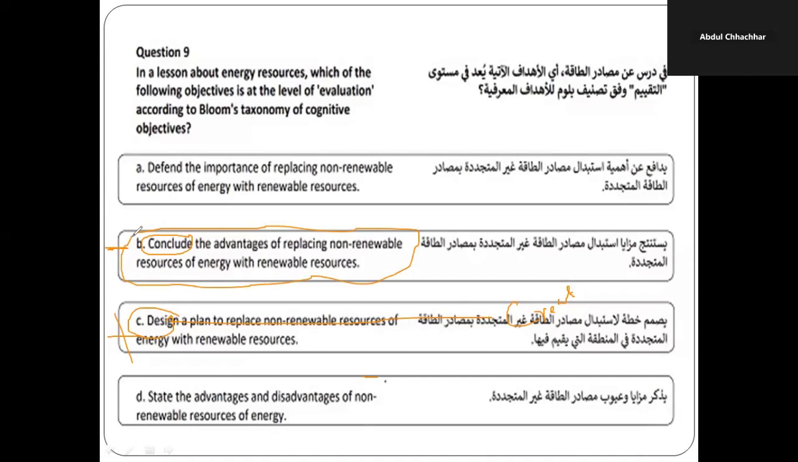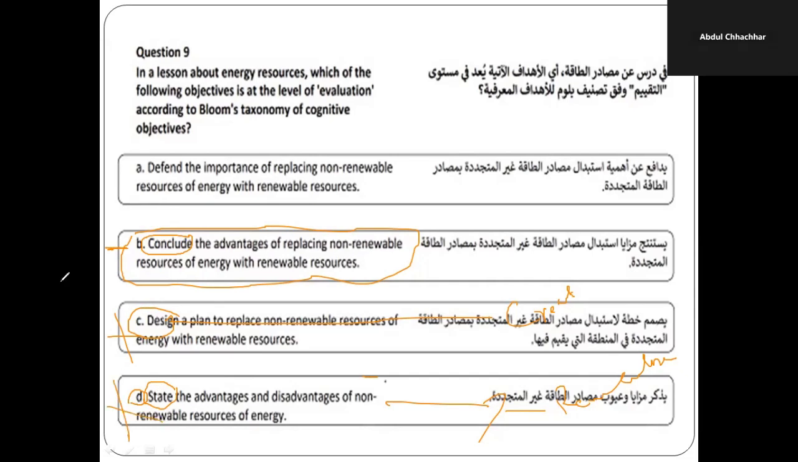Miss Tejal said D. Guys, D. The D word is what? State. And state comes in which level? Remember, right? State comes in what? First, remembering, one. If I don't remember, how can I state, right? This is the one point. So this is also right.